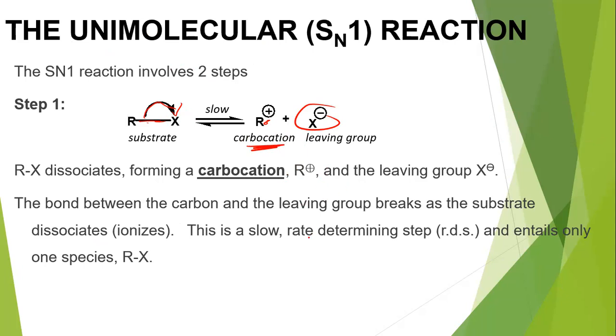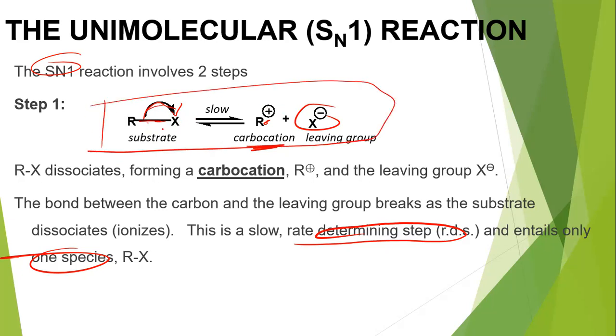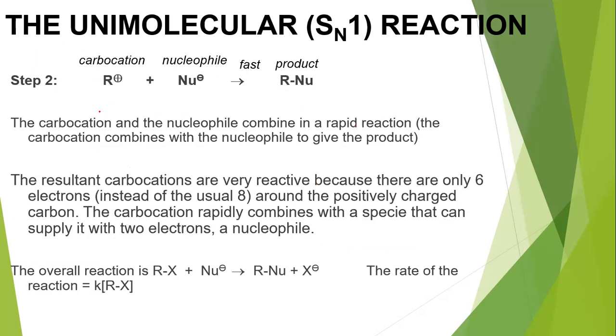Good. Now, this is a slow step, the rate-determining step, right? And it involves one species if we are talking about the SN1. So this SN1, you realize that it was just one species. The halogen broke off on its own and then formed the carbocation. This is the rate-determining step, right? And you realize that it involves just one reactant. So we are saying it's a unimolecular substitution reaction.